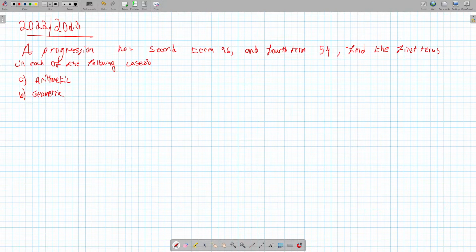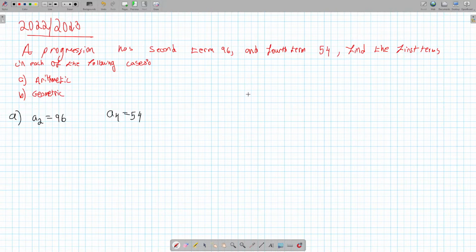Okay, part A, if the progression is arithmetic. We have A2, which is the second term. I'm going to start part A over here. I'll write in black. We have A2, it's equal to 96, and we have A4, which is equal to 54.